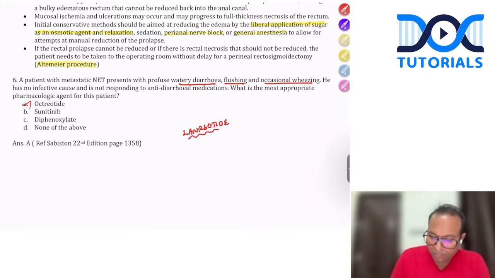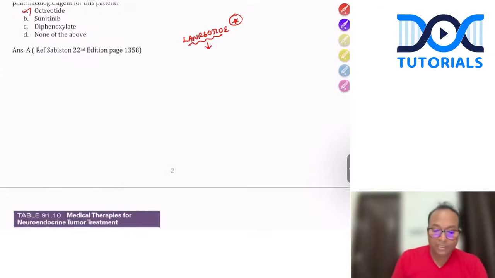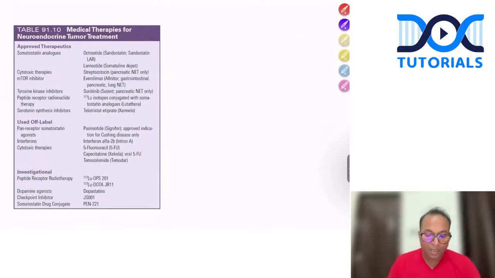Lanreotide is a drug used for controlling diarrhea in neuroendocrine tumors. There are so many trials on lanreotide, and other long-acting octreotides are used. A new edition of Sabiston has updated a very beautiful table on medical treatment of neuroendocrine tumors. So please remember this table.